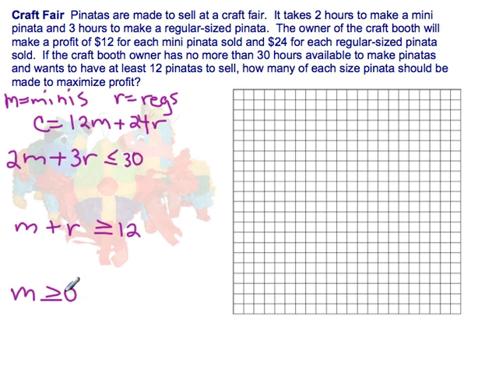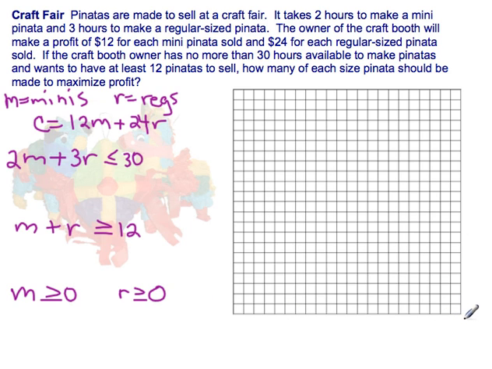Okay, we want to find out how to maximize this. But we know that minis has to be at least 0, and regulars also has to be at least 0. So there are my 4 inequalities: dealing with time, dealing with how many we're making. We know that there has to be greater than or equal to 0 minis, and greater than or equal to 0 regulars.